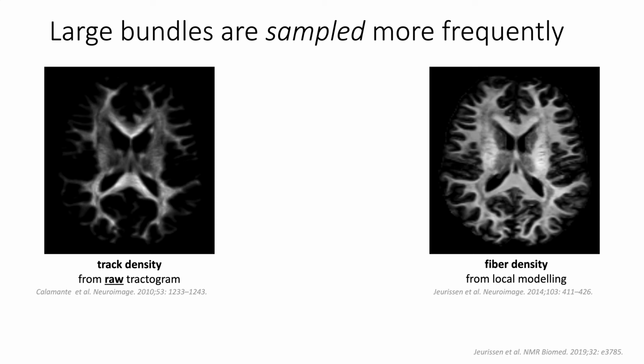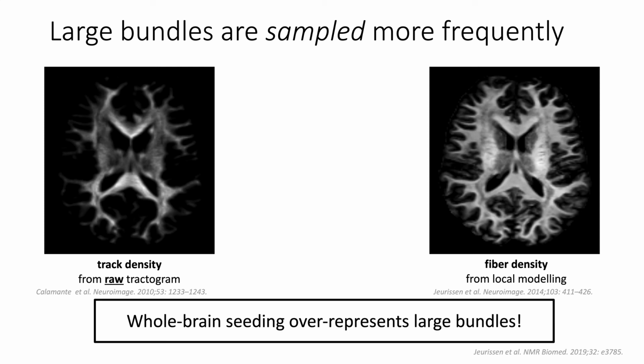So where does this bias come from? We know that it has to originate from the fiber tracking itself, because it was not present in the local fiber densities that the tracking was based on. So one of the main issues that causes this is the mechanism of whole brain seeding. It's easy to see that when you distribute seed points uniformly throughout the brain, large and thick bundles will be sampled by a much larger number of seed points, artificially boosting their local track counts.